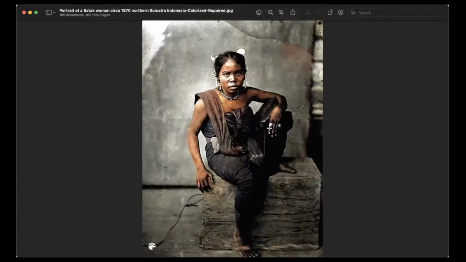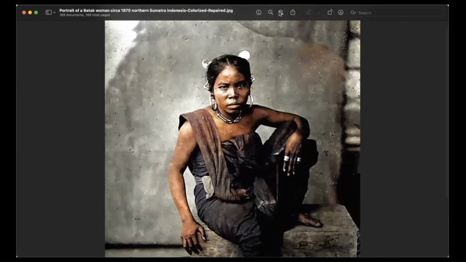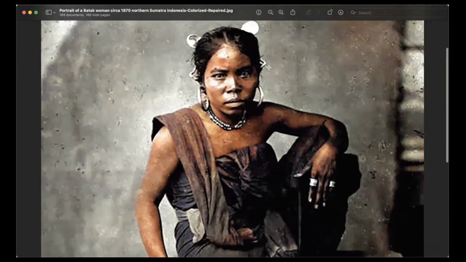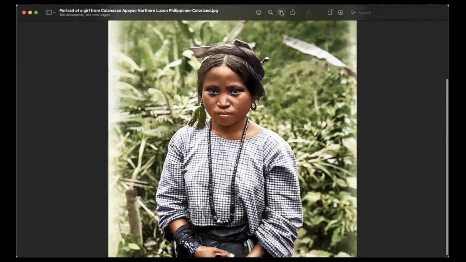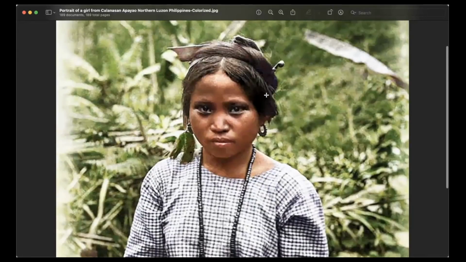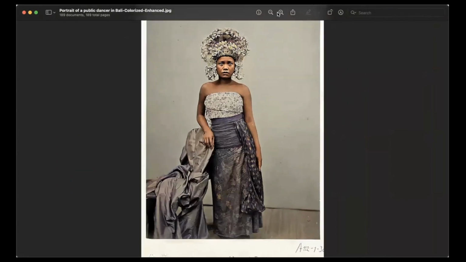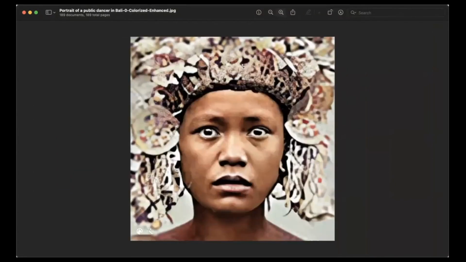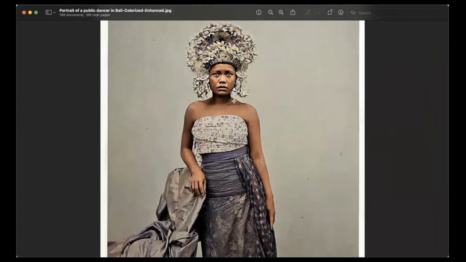Here we have a portrait of a Batak woman. Remember the Batak people? From 1870, Northern Sumatra, Indonesia. Take a good look. And here we have a portrait of a girl from the Calanasan, Apayao, Northern Luzon, Philippines region. As you guys can see, so swarthy. All right? Indigenous Filipino. Here we have a portrait of a public dancer in Bali. As you guys can see, so swarthy. This is an up-close picture of her. This is from far away again. She's not of African ancestry.